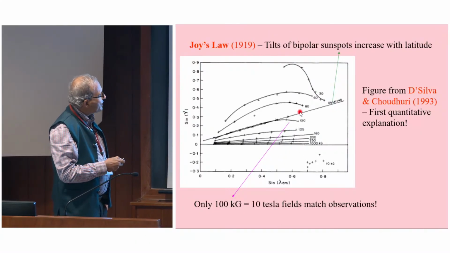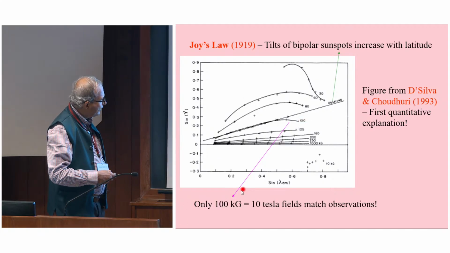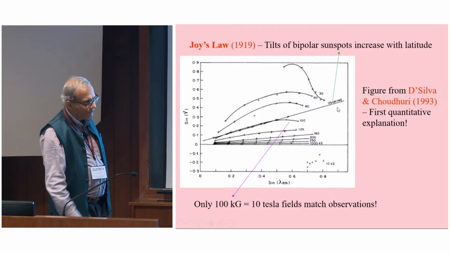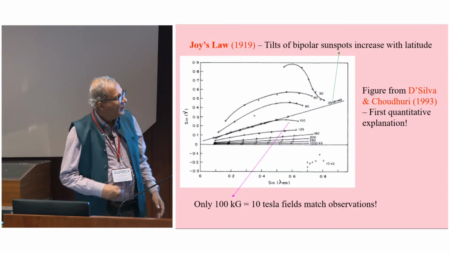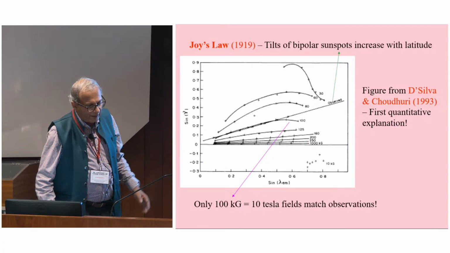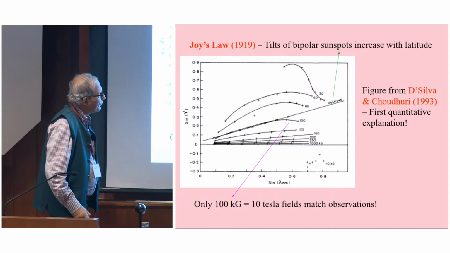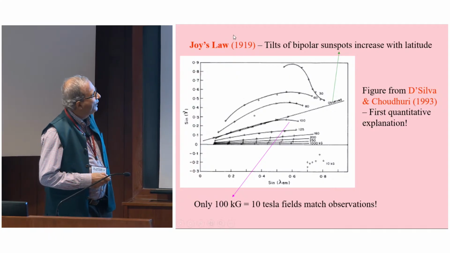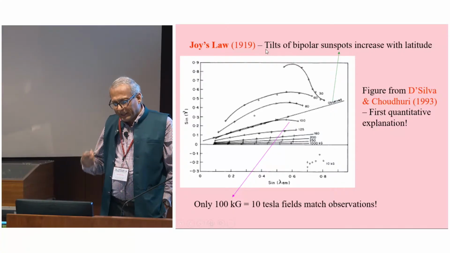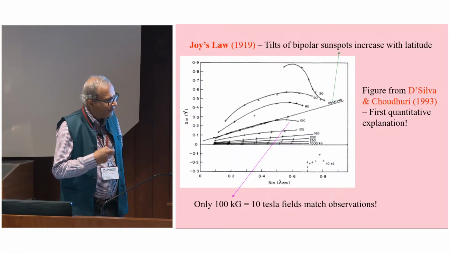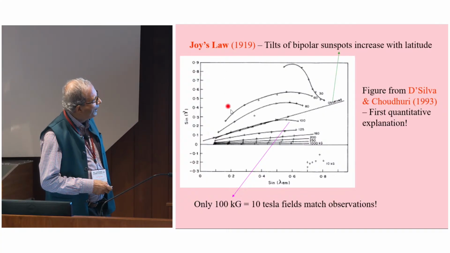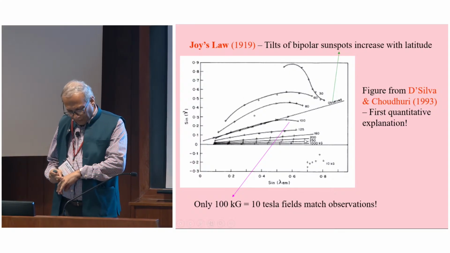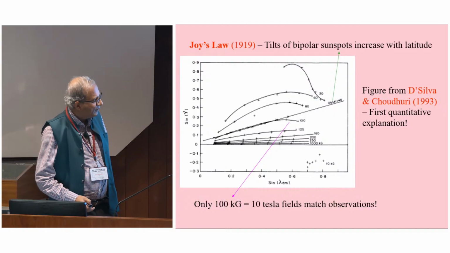We found that if we assume the value of the magnetic field to be 100 kilogauss or 10 Tesla, then our theoretical results match the observations very well, whereas if we assume the magnetic field to be either weaker or higher, then we could not get a match between theory and observation. So we were rather happy that nearly three-quarters of a century after the discovery of Joy's law, we were able to give the first theoretical quantitative explanation of Joy's law, and at the same time we could put a tight constraint on the value of the magnetic field in the interior of the sun.